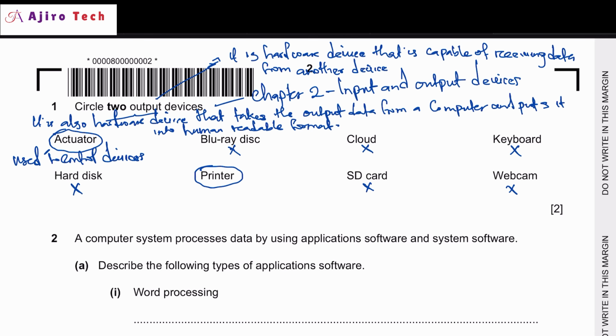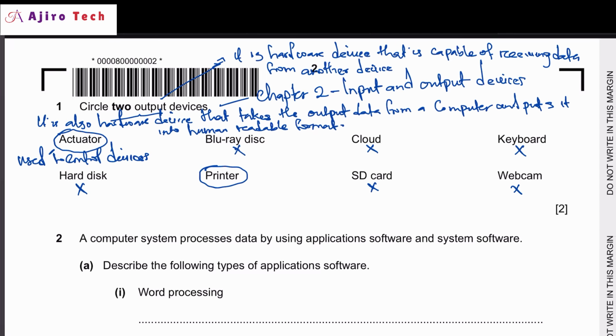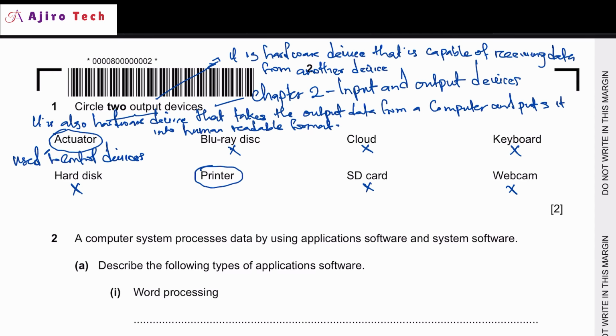All right. Then for printer, we have three types of printer. You should know that we have three types of printer, right? The three types of printer we have: one, we have the laser printer, we have the inkjet printer, and we have the dot matrix printer.